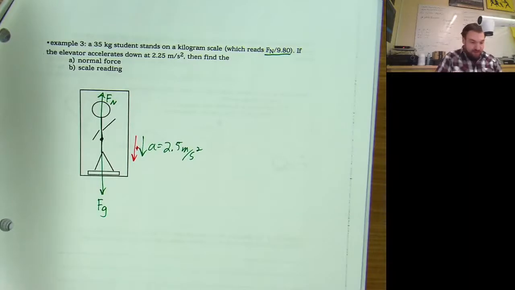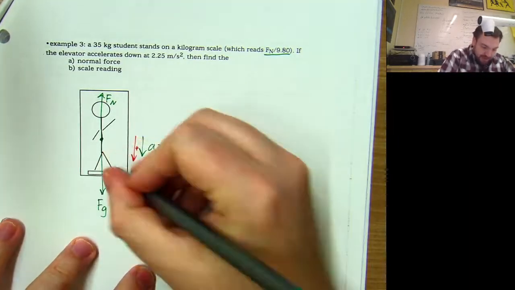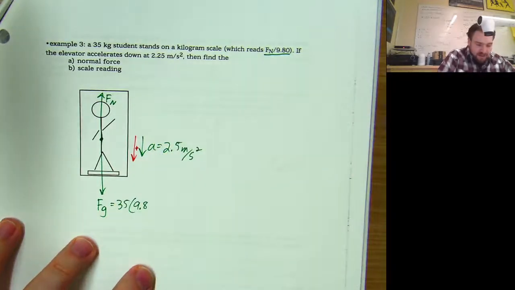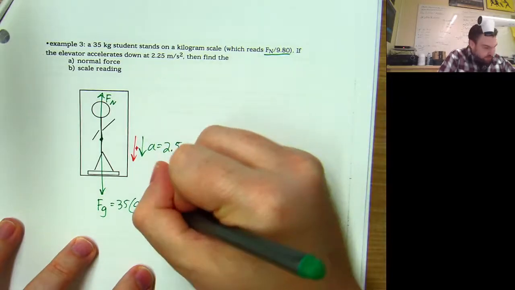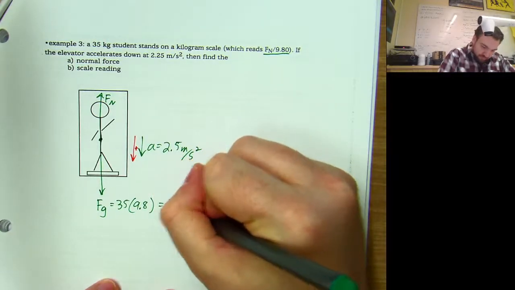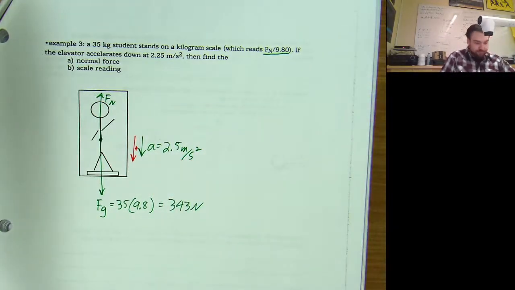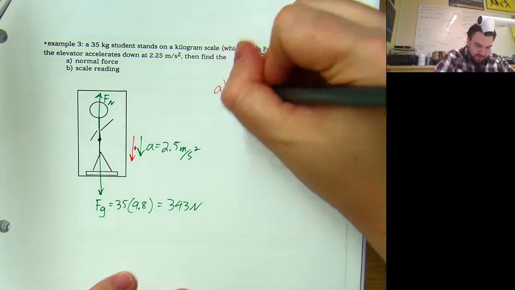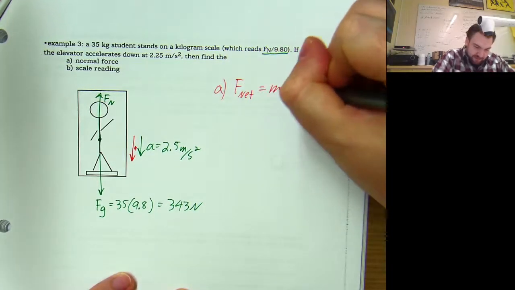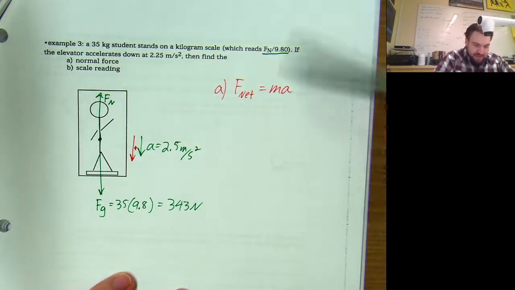So we can put a few more things in here. We know that Fg is equal to her mass, 35 times 9.8, which equals 343. So we can start attempting this problem. It's a dynamics problem, so after you draw the free body diagram, you're always going to start with F net equals ma. Let's start filling it in. F net, the sum of the forces.